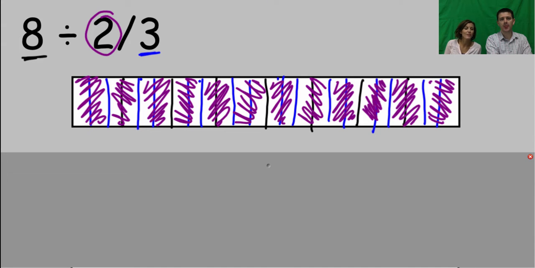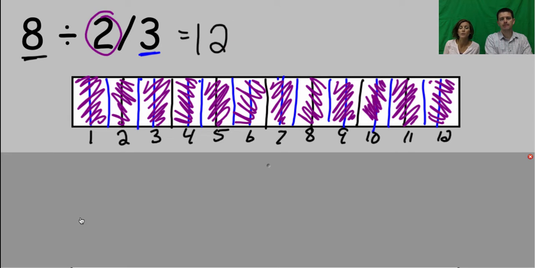Ooh, that looks beautiful. And now he needs to go back and count to get his final answer. So 1 group of 2, 2 groups of 2, and so forth. 5, 6, 7, 8, 9, 10, 11, and 12. And the answer should have gone up in this case, just like the last problem. So 8 divided by 2/3 is 12.